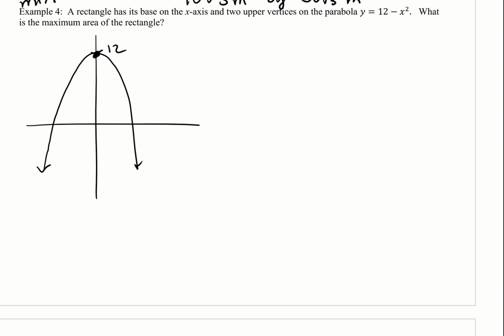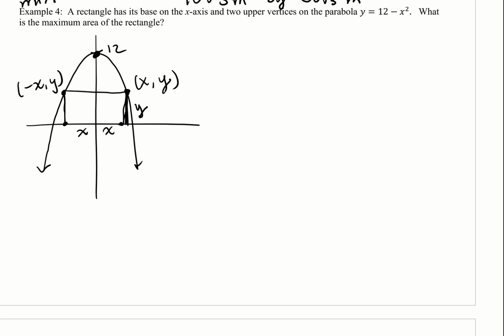All right, I have a rectangle. Its base is on the x-axis, and the upper vertices are on the parabola. Wherever this vertex is, this is an x, y point here. This would be a negative x, y point here on that one. So this is x here and here, just going in different directions. And then the height of the rectangle is y. We want to find the maximum area of the rectangle.